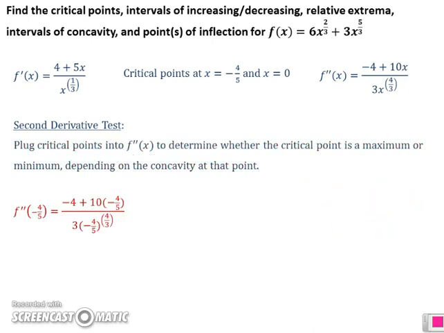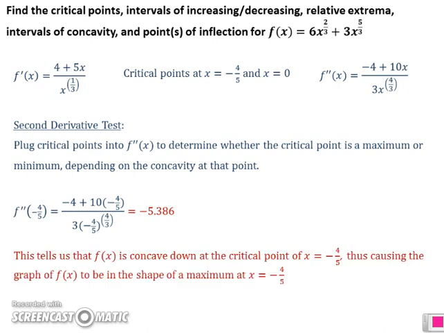So let's do that. Let's plug in our critical points into the second derivative. This gives us a negative number. That means f of x is concave down at the critical point of negative 4/5. This causes a maximum at that point. When you plug in 0, however, notice what happens. It's undefined.